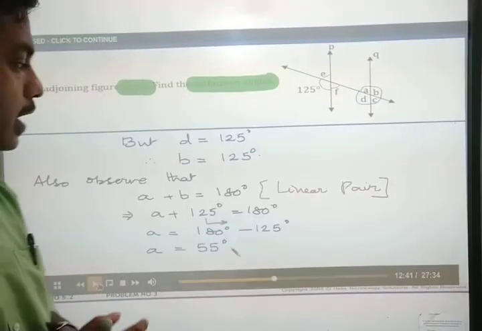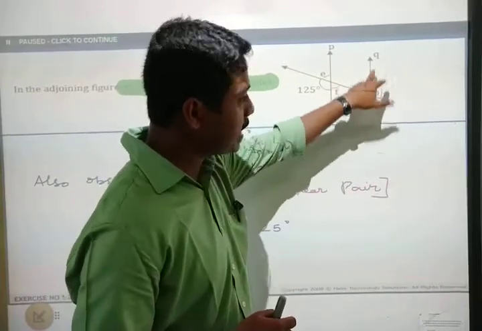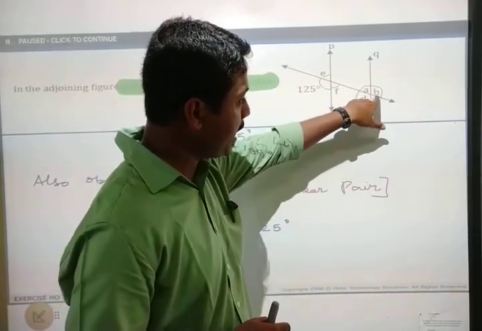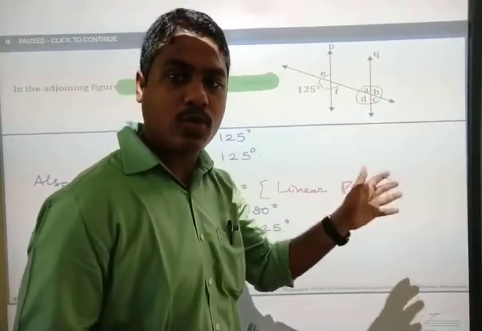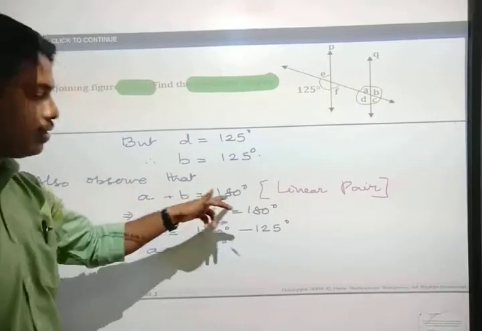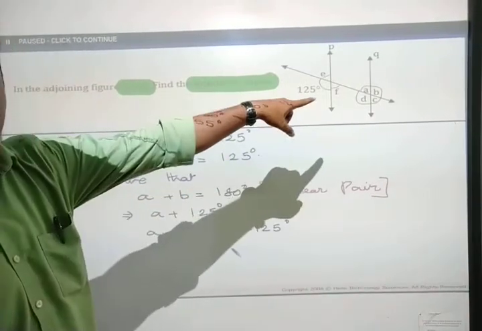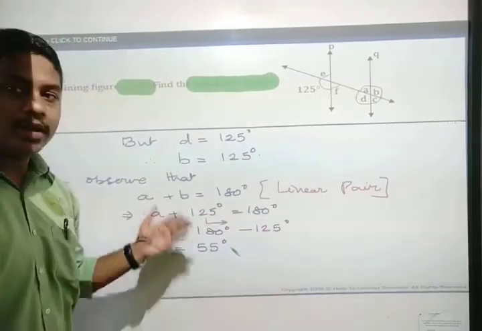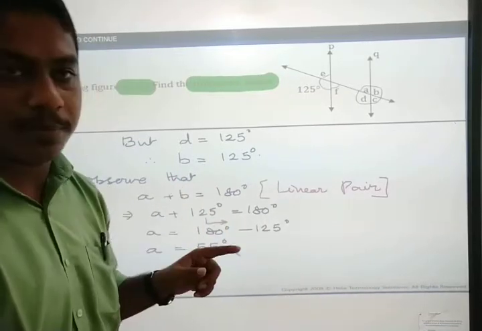So next if you consider this line, you see the transversal is cutting the line Q. Here your angle A and angle B are forming a linear pair. That means A plus B will be equal to 180. Angle B we have already got as 125 degree. So 125 plus A equals 180. So if we subtract it, you will be getting the value of angle A as 55 degree.